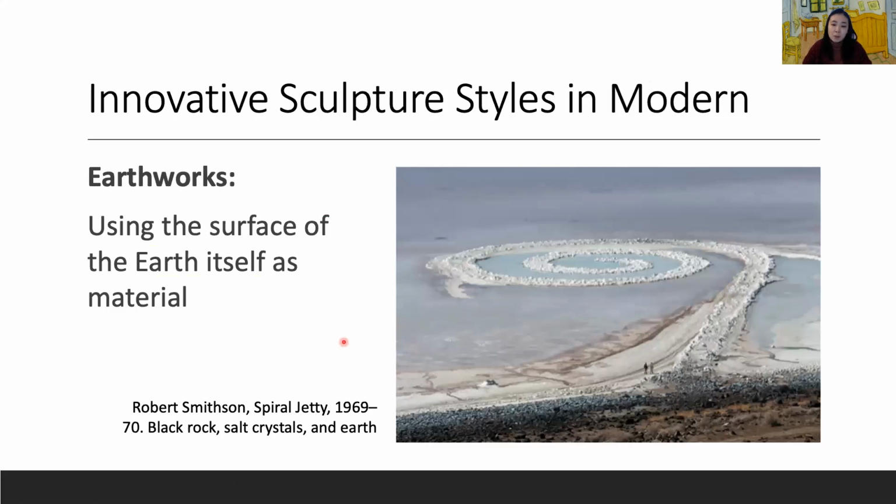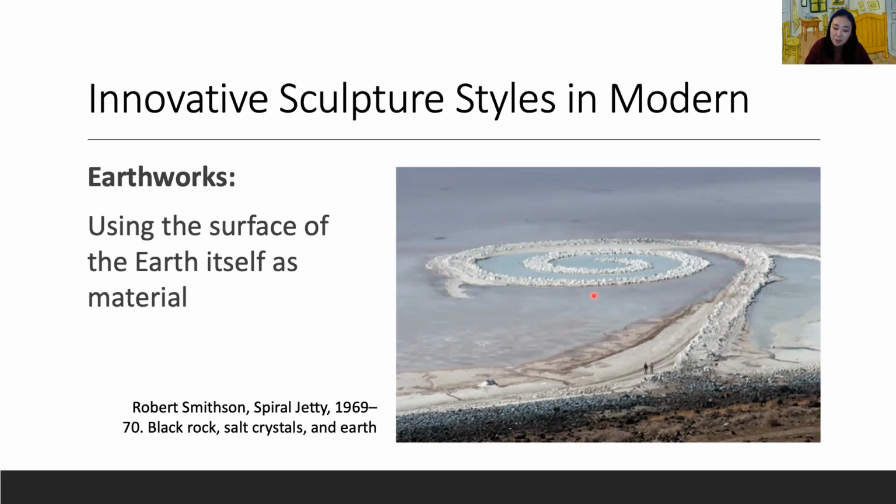So this is earthwork. Can you find the feature of this work? What's the material of this work? Rocks. Rocks, yes. And water. Water, yes, exactly. Very good. So we can see the sculptor used the natural material from the earth. That's right.